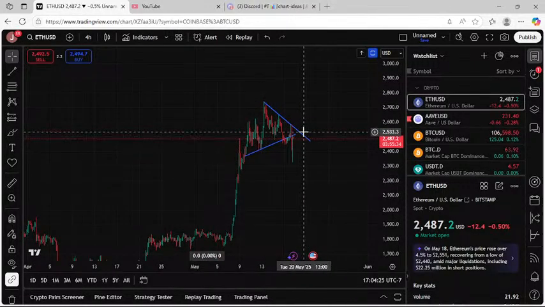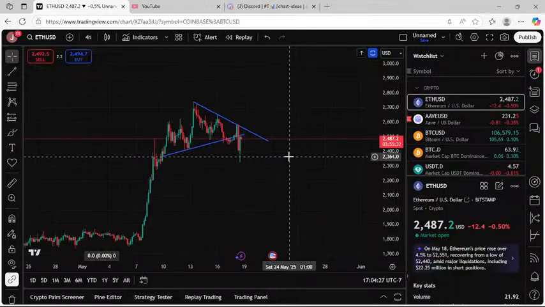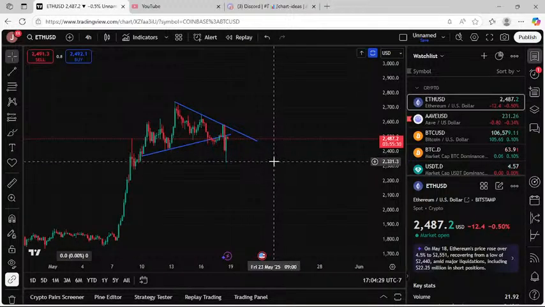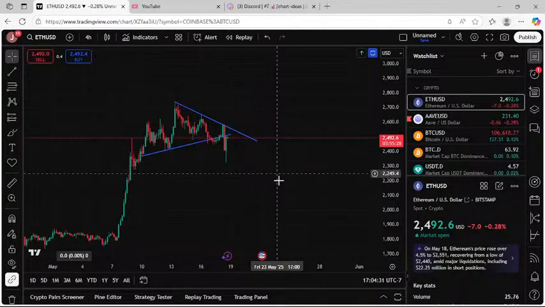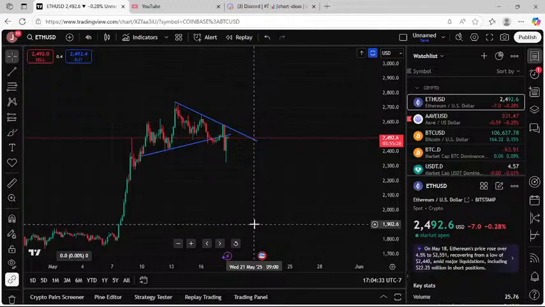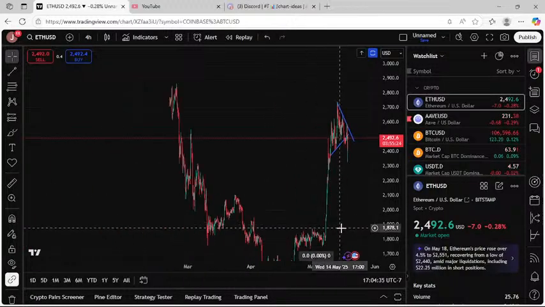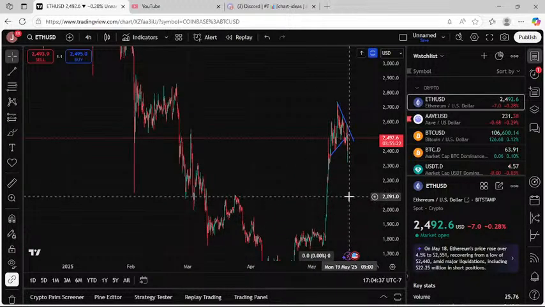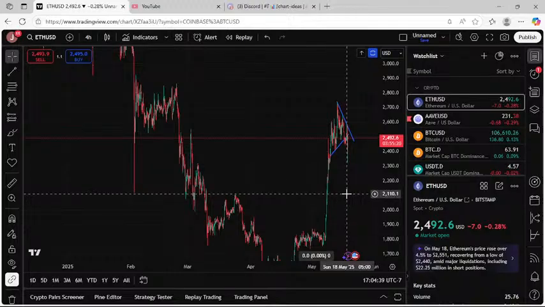All right, so still low time frame bearish on the Ethereum. We're definitely testing this $2,100 zone, I think.